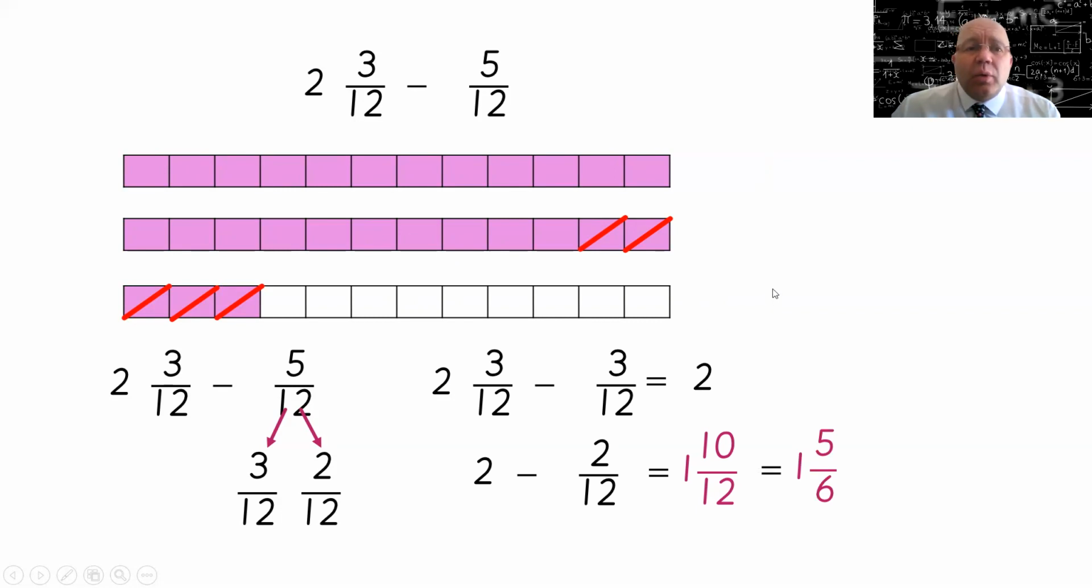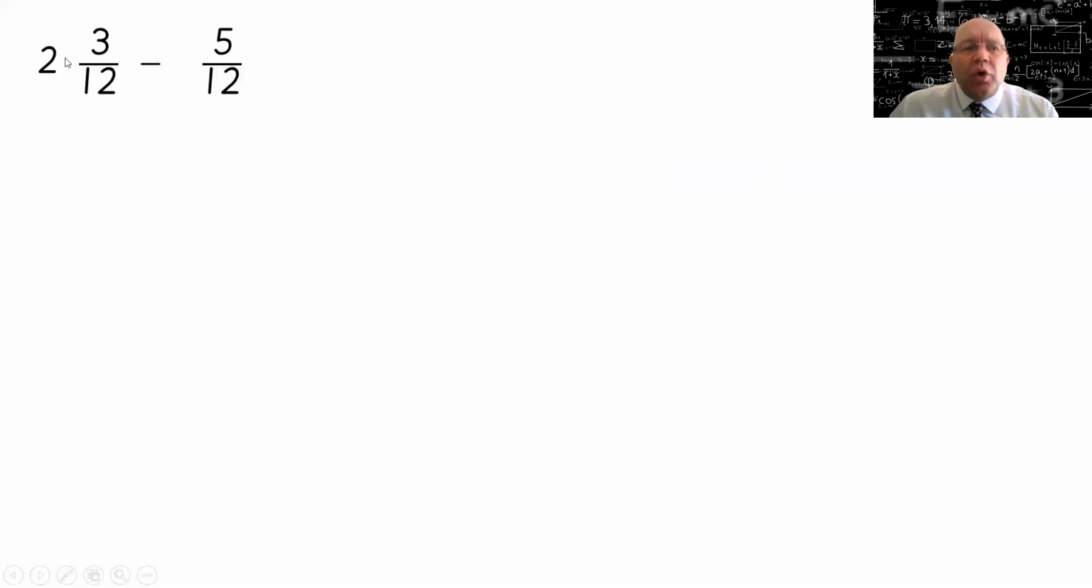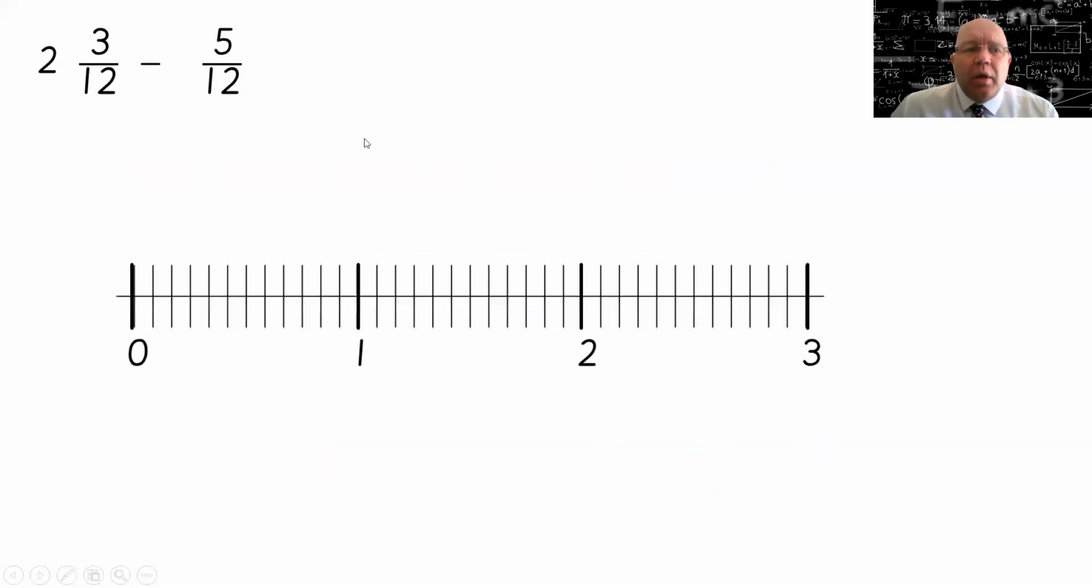Okay, so Turtle was wrong. We can do that calculation. It's just a little bit trickier because we have to go through and take from the whole number as well. Here's one, 2 and 3/12, take away 5/12. Same question, but this time we'll do it using the number line so we can see how we can find the difference between these two. So 2 and 3/12 is here.